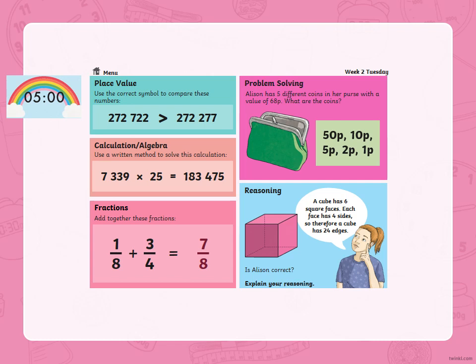And Alison says, a cube has 6 square faces. Each face has 4 sides, so therefore a cube has 24 edges. Is Alison correct? Well, a cube has 12 edges. Alison is not correct, and it seems that Alison has counted some edges twice. So see how well you did there? If there's any of those that you found tricky, then we're about to go on to how you could have found these answers.